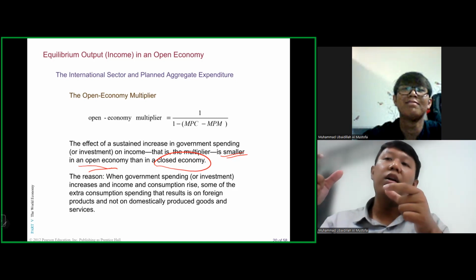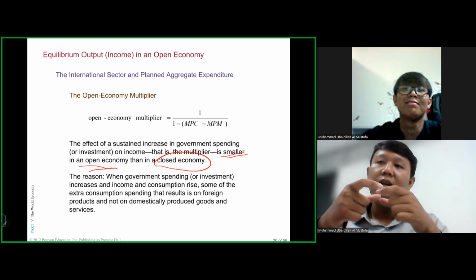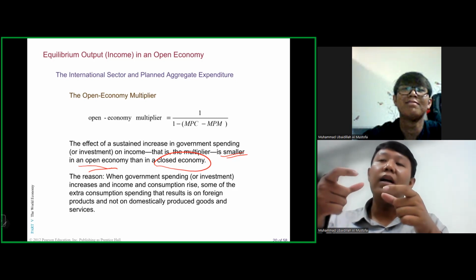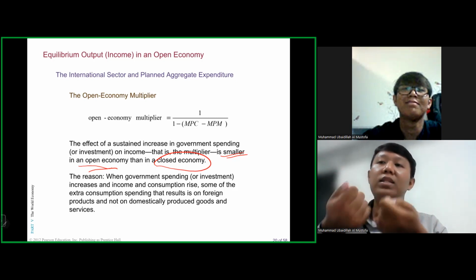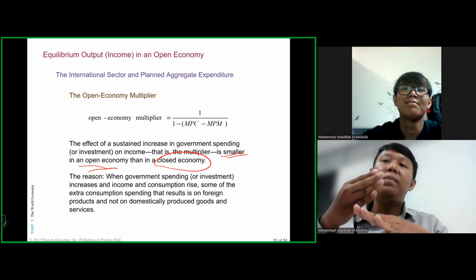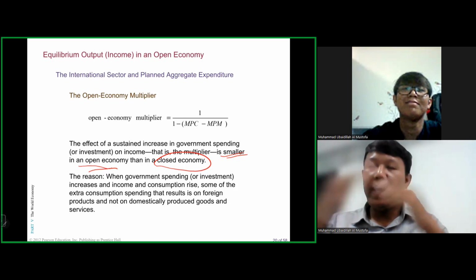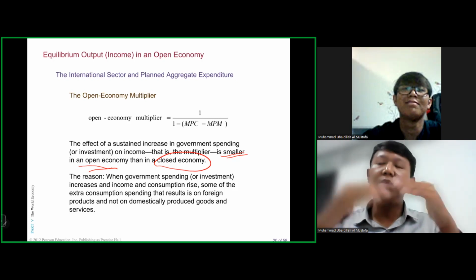So in the closed economy, all the products that are available in the market are coming from the local industry, the local businesses. So when we have an increase in income, our consumption will also increase, and this consumption will be used to buy more local goods and services, not imported goods and services. That's why we need to check this balance.